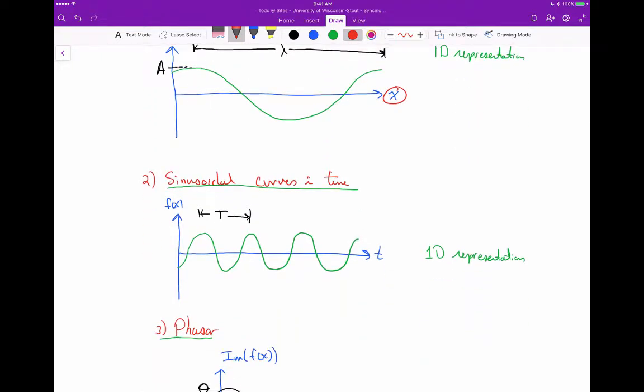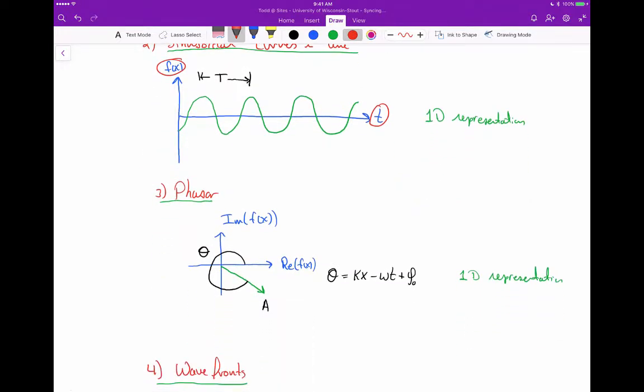We've also talked about sinusoidal curves in time, where similarly we're plotting the wave function f of x on the y-axis, but in this case we're plotting t along the horizontal axis. Both of these are one-dimensional representations of waves.